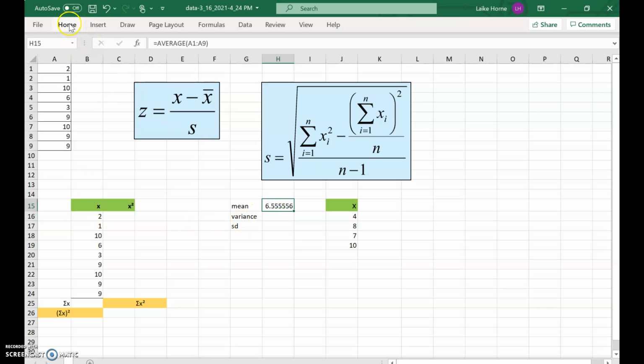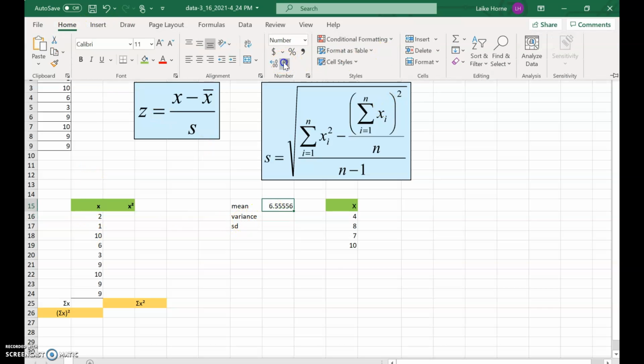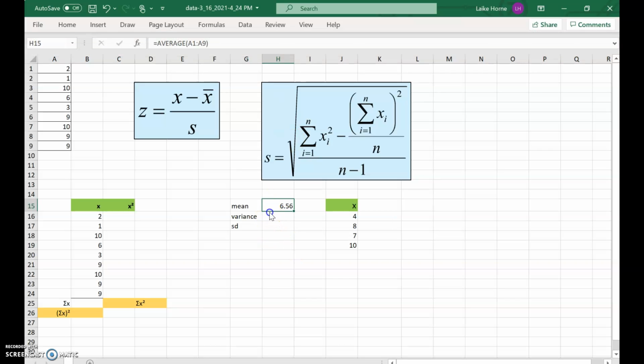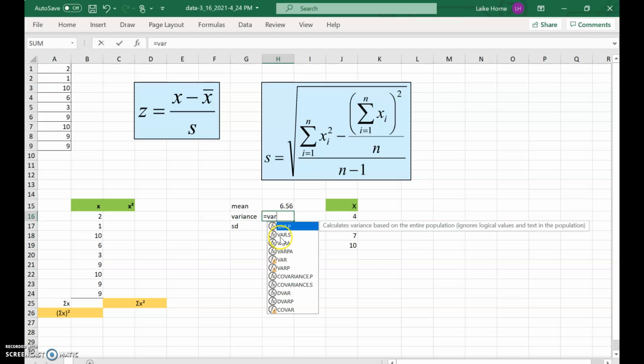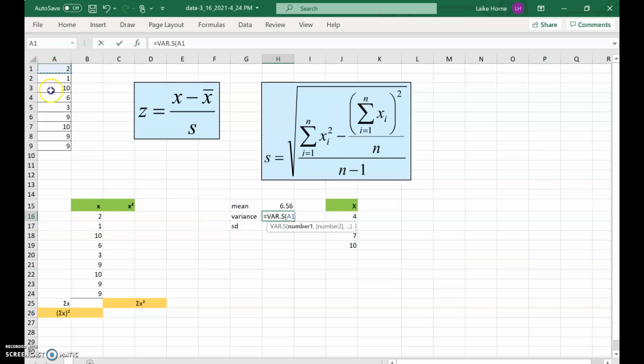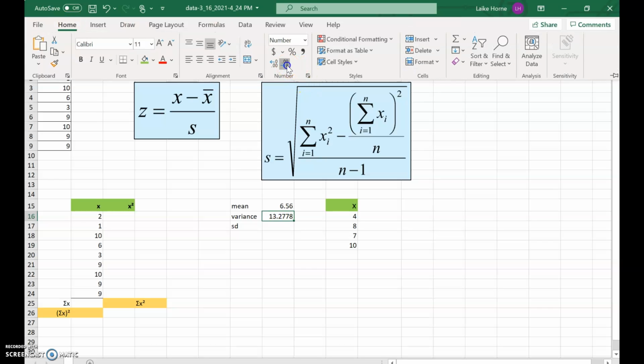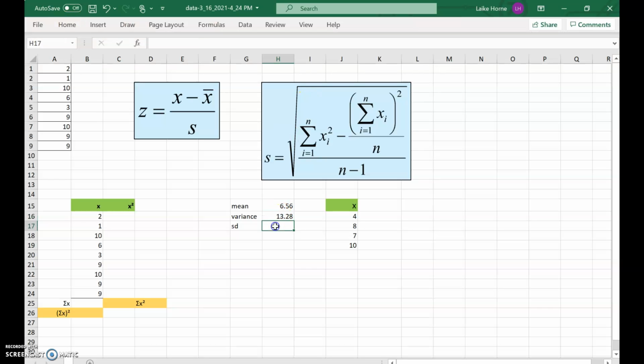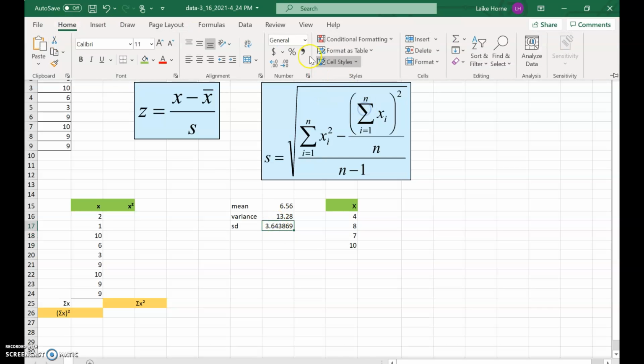and it wanted us to round to 2 decimal places. And then the variance, this is a sample, so we would highlight that and get the variance and round it to 2 decimal places. And then the standard deviation would just be the square root of what we just got, and we would round that to 2 decimal places.